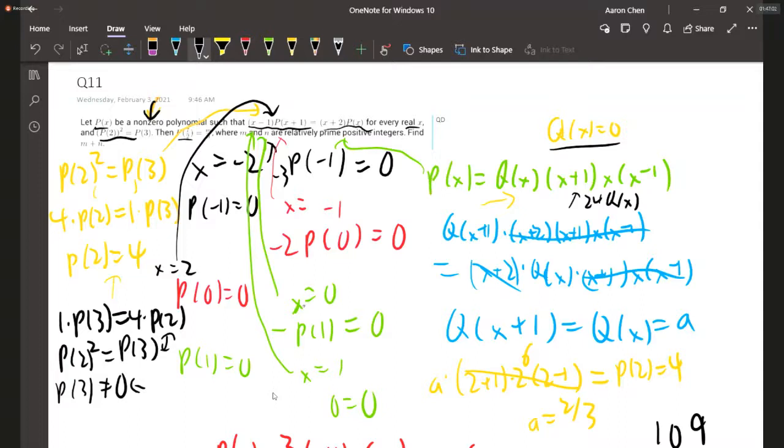And so you can divide these equations, and when you do it, you get that 1 equals 1/4 p of 2, or p of 2 equals 4. So does that answer your question?